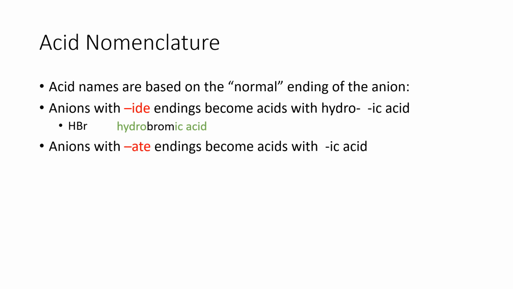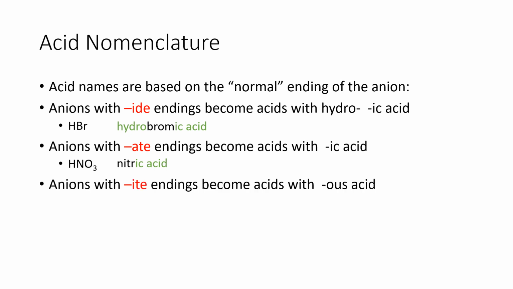If the anion ends in ATE, it's not going to have a prefix, but it will end in ic acid. So look at HNO3. NO3 is nitrate, so this will become nitric acid. And anions that are ending in ITE are going to become acids that end in ous acid. So look at H2SO3. SO3 is sulfite, so this will become sulfurous acid.